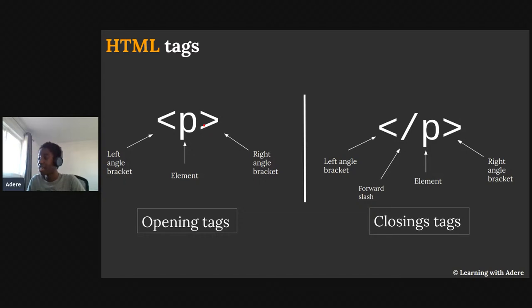Okay, so next for our closing tags, we start off with the left angle bracket. Then we have a forward slash now. The reason we have this forward slash is, I guess, to differentiate the opening and closing tags, because we don't want them to look the same, right? So we can identify them. Then after that, we have the P element. Then we have the right angle bracket closing it off again. So the only difference between the opening and closing tags is that forward slash that comes before the HTML element.